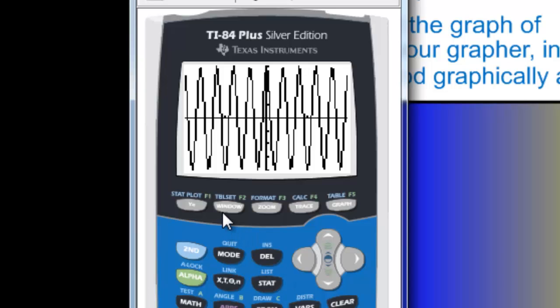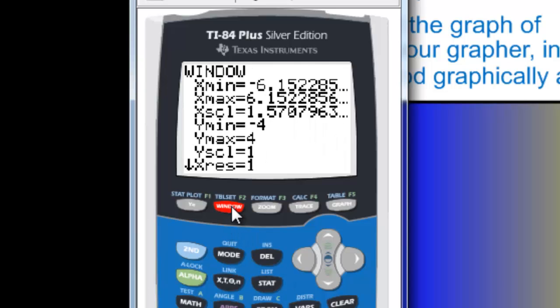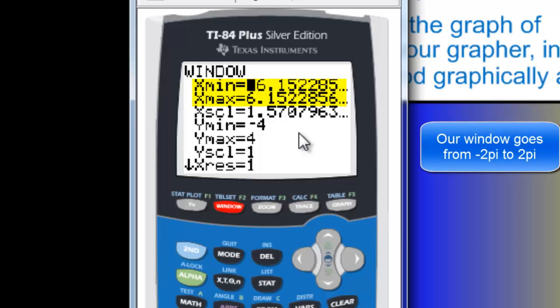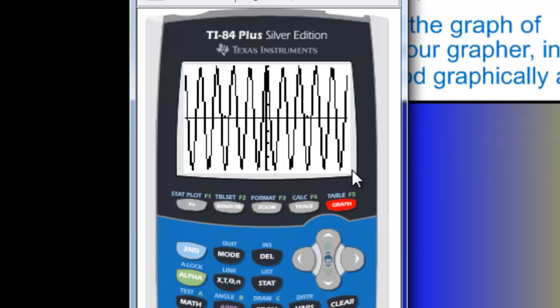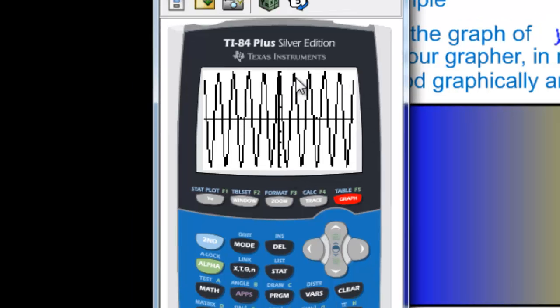And we'll check our window here. And we'll see that instead of going from negative 360 degrees to positive 360 degrees, we're going from approximately negative 2 pi to positive 2 pi, or 2 full periods of the sine or cosine graph. If I look at my graph, I can see several periods, but that's because we have a horizontal dilation. To find the period, we're going to measure the distance between two maximums because that represents one full cycle.